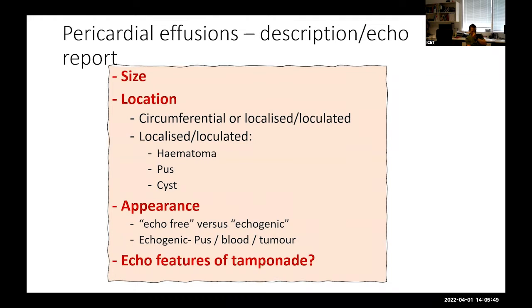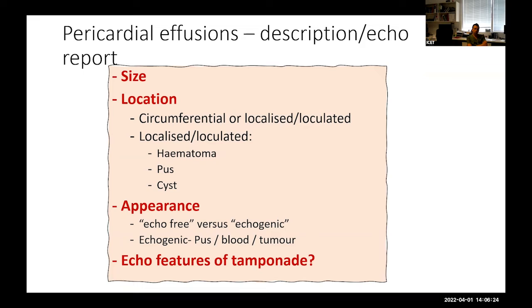So if you're going to find a pericardial effusion, there are certain characteristics of that effusion that you need to comment on. The first one is the size, and we'll go into that in the next slide. The second is the location, and basically the effusion can be circumferential or it can be localized or loculated. And if it's localized, then it might well be hematoma or pus or just a pericardial cyst.